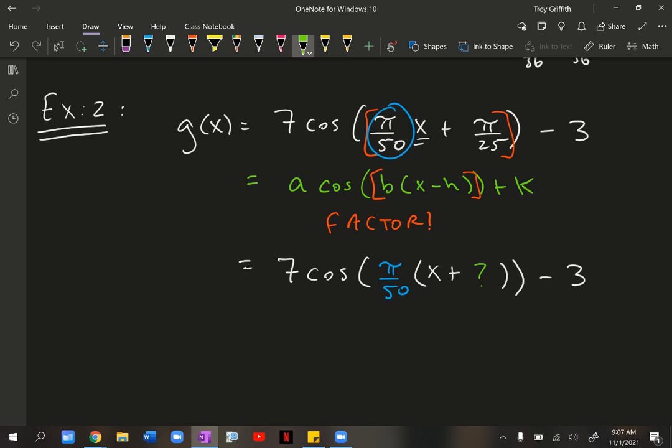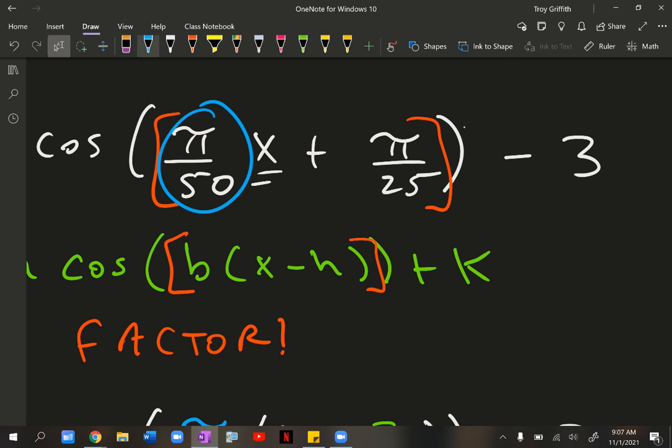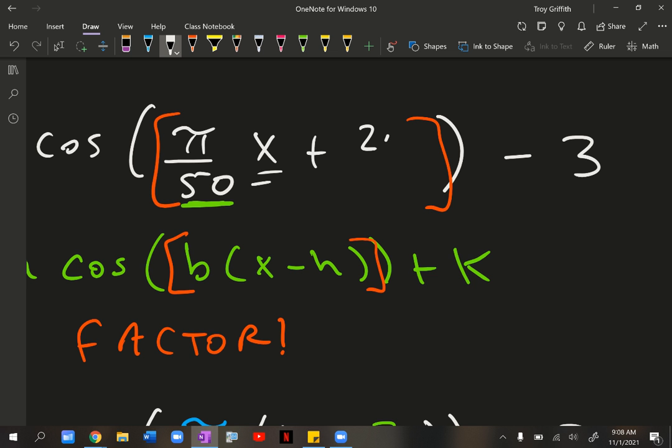So I'm going to give you a really easy way to think about this. You don't have to do this when you're multiplying and dividing fractions, but this is the one time where I think this is a helpful trick. What I can do is find a common denominator between this fraction and this fraction. And in this case, the common denominator is going to be 50. So really, this term right here is the same thing as 2 pi divided by 50. So I'm going to go ahead and rewrite this term as 2 pi divided by 50.